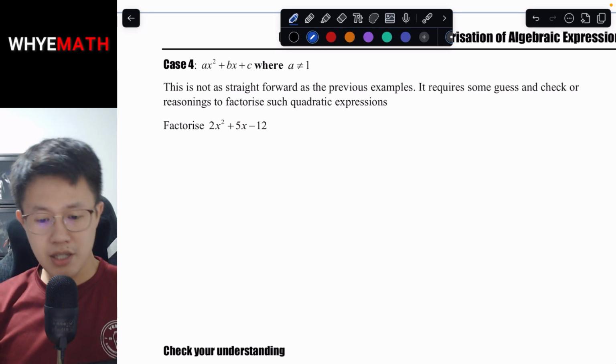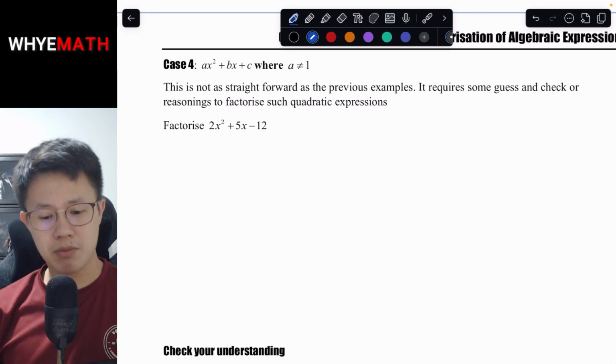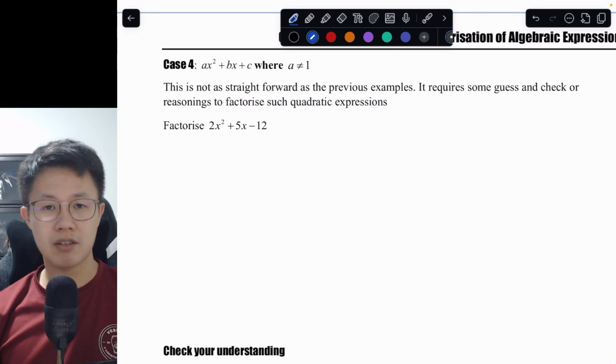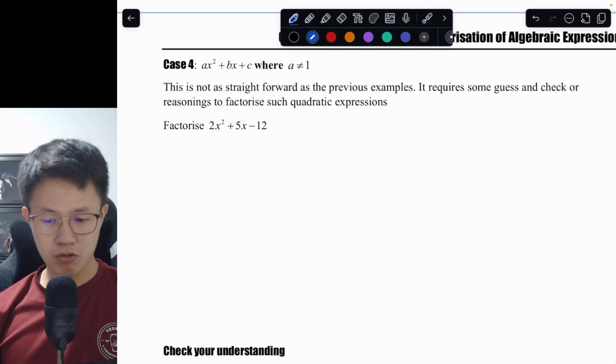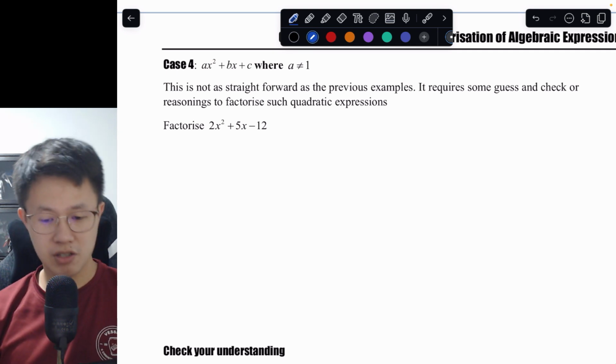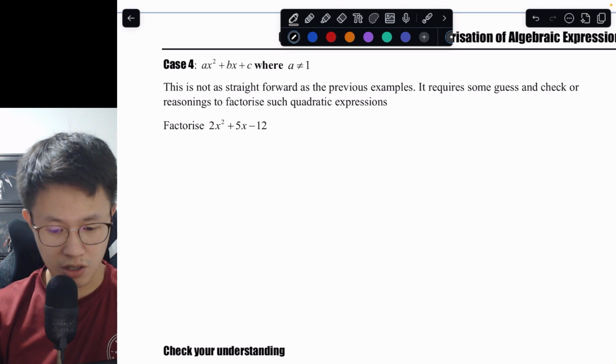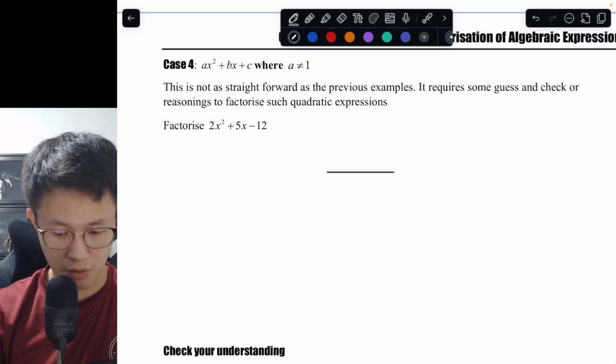Last but not least, case 4. Case 4 is not as easy as previous because right now you don't actually have a coefficient that is simple in front of x squared. So it requires some form of reasoning or some form of guess and check to actually factorize such quadratic expressions.